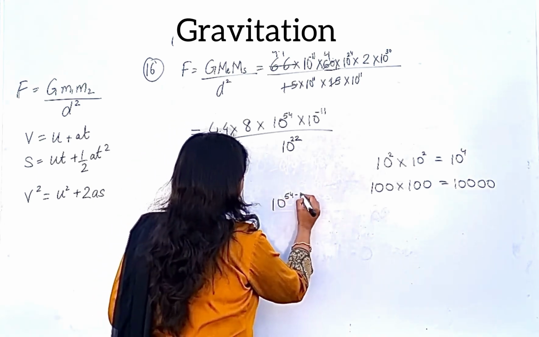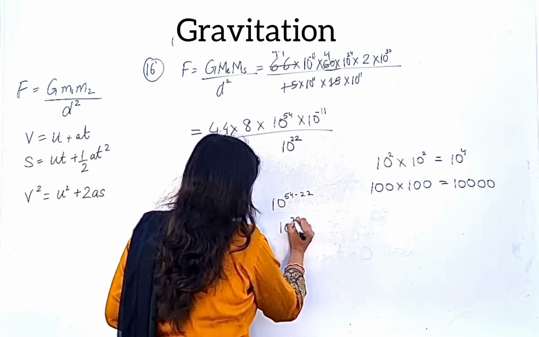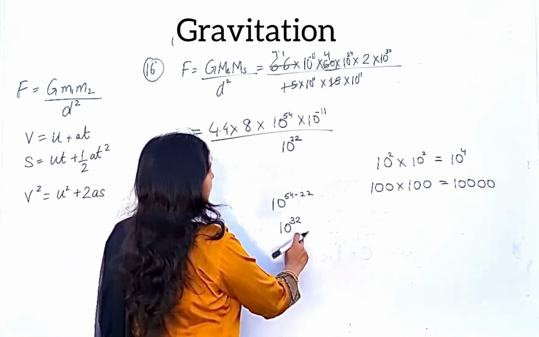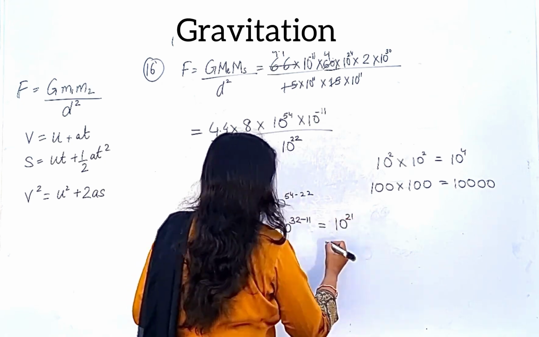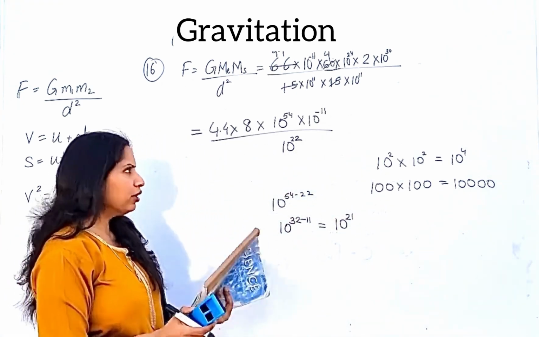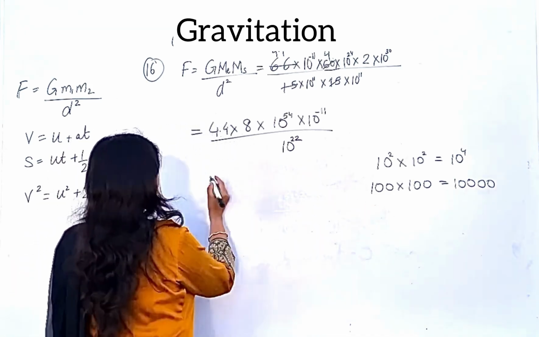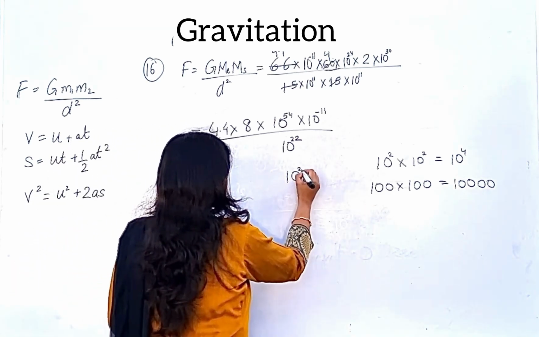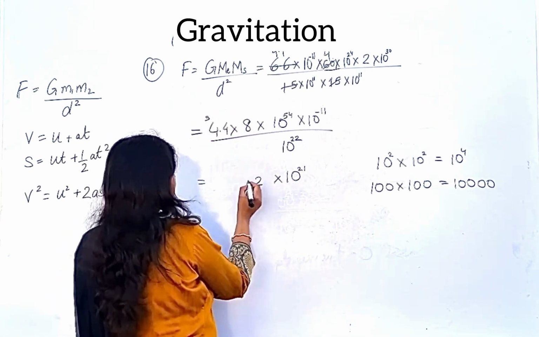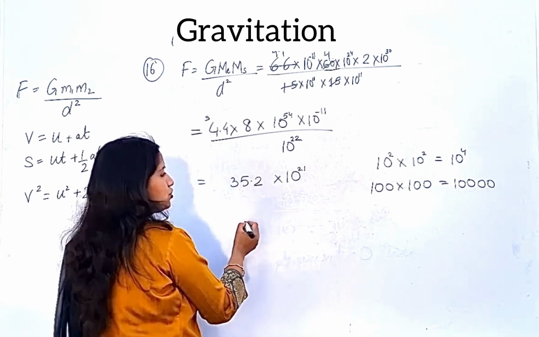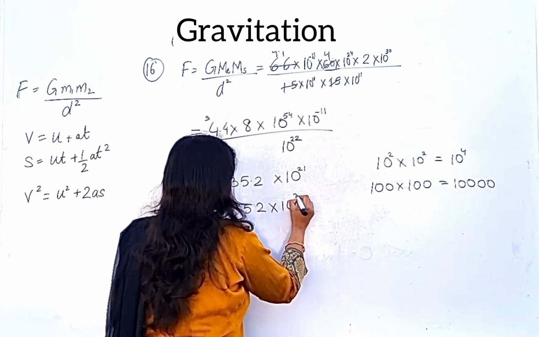10 to the power 54 minus 22. Okay, what will be the 10 to the power 54 minus 22? It will make it 32. Okay, and 10 to the power 32 minus 11 is there, so it will make it 10 to the power 21. Fine. I hope you are clear with how to solve exponents. So 10 to the power 21. So it comes out to be 10 to the power 21 into 8 4s are 32, 3 carry up, 8 4 32, 33, 34, 35.2. That could be written as 3.52 into 10 to the power 22.